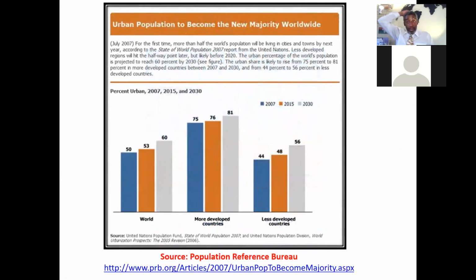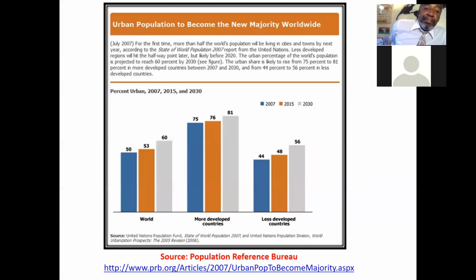And so the current trend is that the world's human population is becoming increasingly urbanized. In other words, that trend is moving towards where we are, meaning the United States, at about 81, 82% urban.